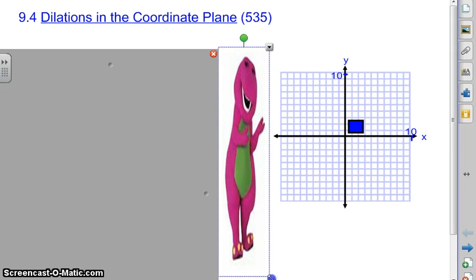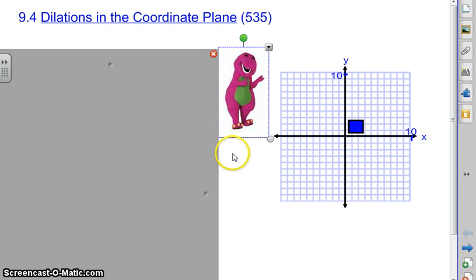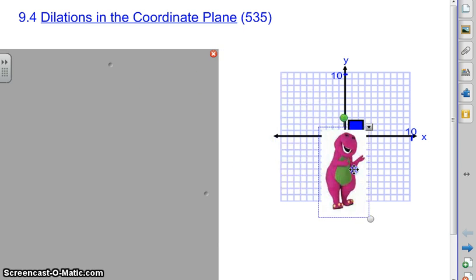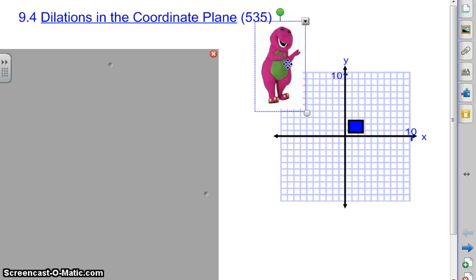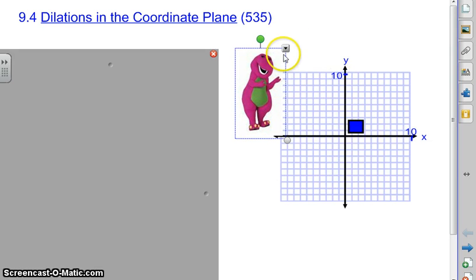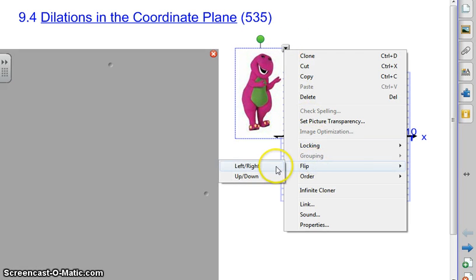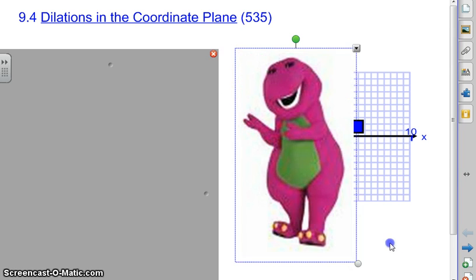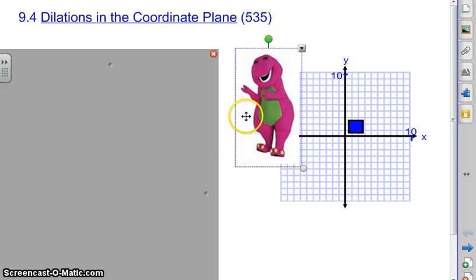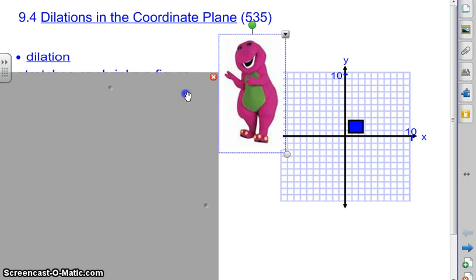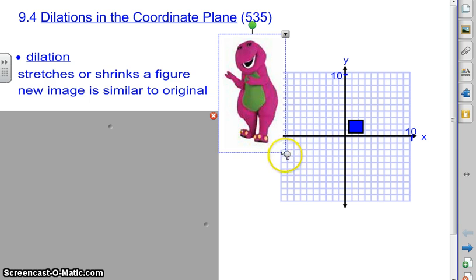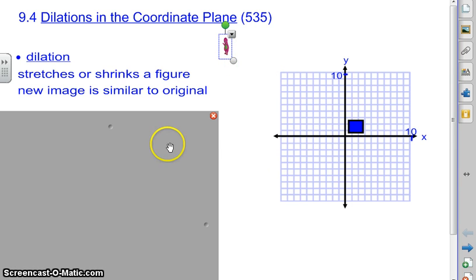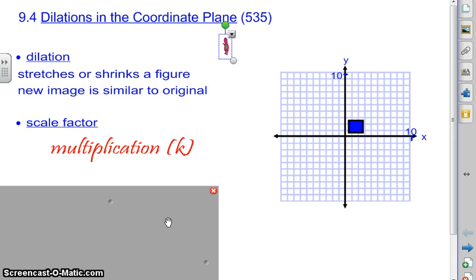And what did we say? Okay, what did we say we're doing, mathematically speaking? When we were sliding, we were adding or subtracting, right? When we were reflecting, we were taking a negative, remember? But when we're dilating, what do you suppose we're doing? Hannah, good. Multiplication. So, dilation stretches or shrinks a figure. I'm going to shrink him way down. And we are multiplying by some scale factor K.